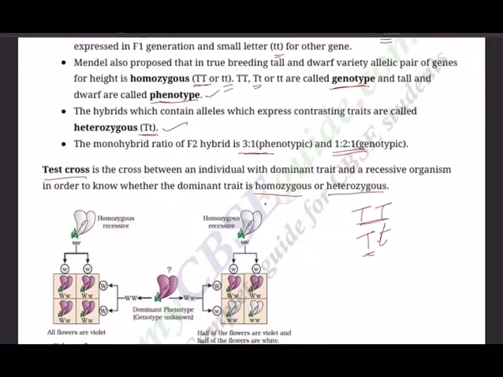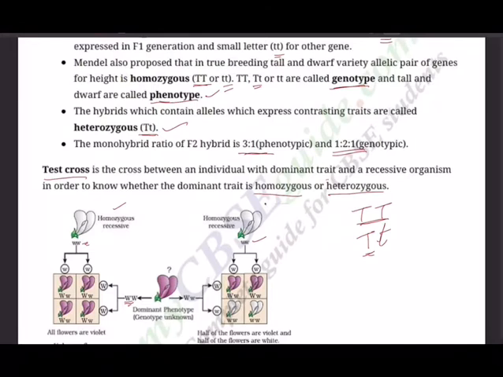So here he is taking an example of the pod colors, with homozygous recessive WW white, and homozygous recessive again here. Now the cross we are taking is: what is the cross? An individual with a dominant trait and a recessive organism. So the dominant one is pink, and this dominant trait is combined with this white.